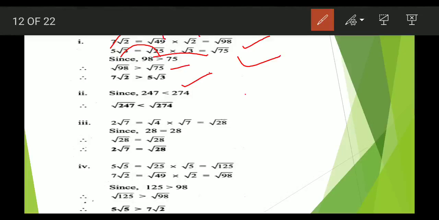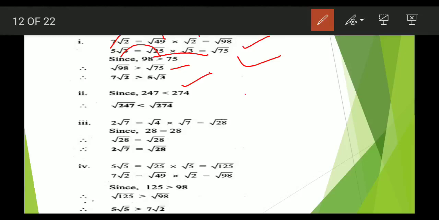Now question number 2. The question is square root of 247 and square root of 274. Here the order is same, so we can directly compare. We don't have any mixed surds here, so we are going to directly compare.